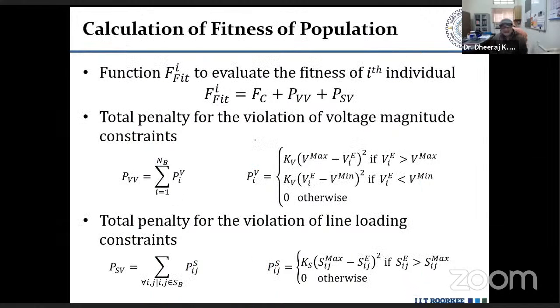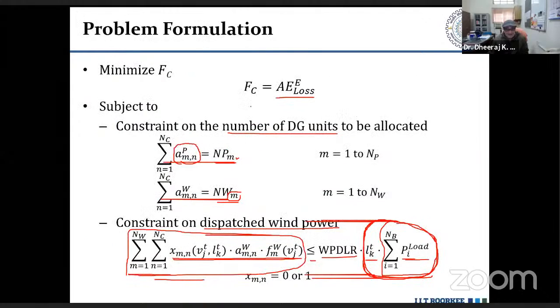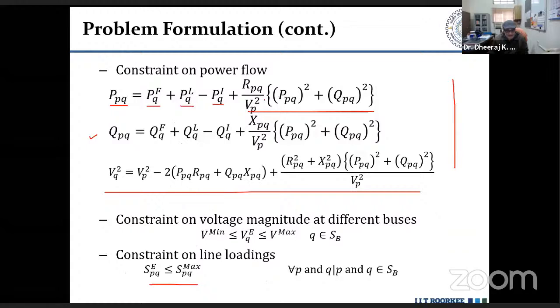Now the next step is fitness of population. Fitness is related to the objective function, but sometimes we also use a penalty function. So this is the value of fitness, that is FC, our objective function, that is the loss minimization. This is our objective. Also we have considered these two constraints in the form of a penalty function.